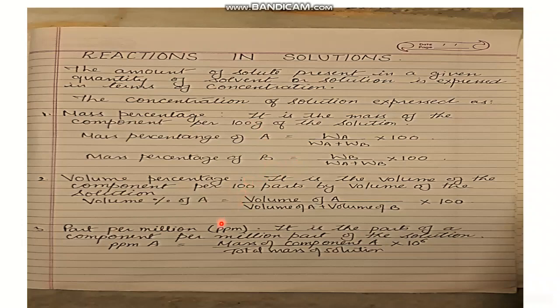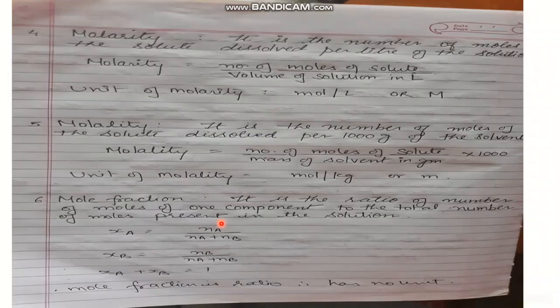ppm is the parts per million. It is the part of the component per million parts of the solution. Meaning out of a million, how much part of that component is present is known as ppm. Next one is your molarity. It is the number of moles of the solute dissolved per liter of the solution. So molarity is denoted by capital M and its unit is mole per liter. The formula is number of moles of the solute upon volume of the solution in liters.